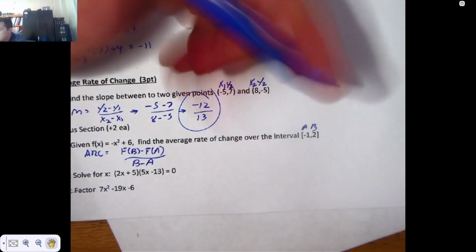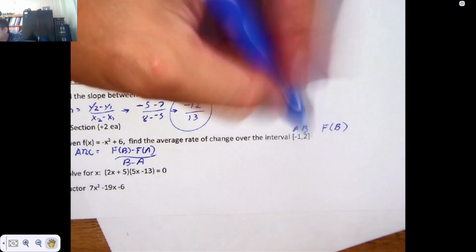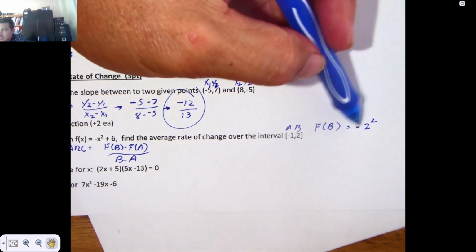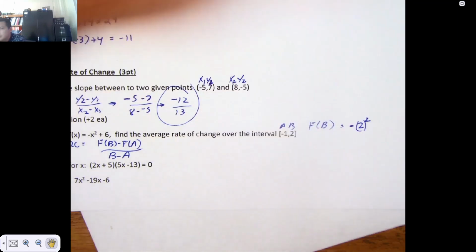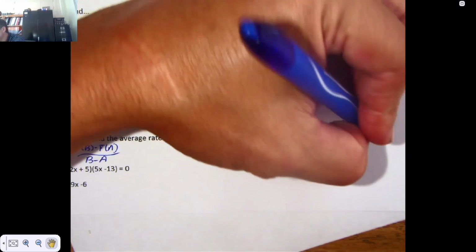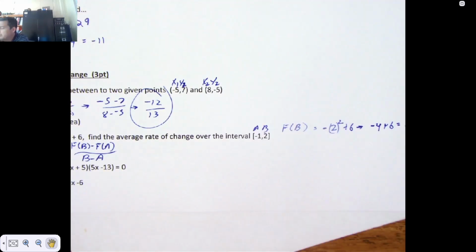And I'm going to go off to the side and I'm going to figure out what these are, and I'm going to show you all my work. To find f of b, I let x be 2. It is a negative 2 that is squared. The negative symbol is not squared, only the 2 is squared. You think of it like this. You square the 2 and then you negate it. Plus 6. Well, 2 squared is 4. Make it negative because there's a negative symbol. And it turns out that f of b happens to be 2.